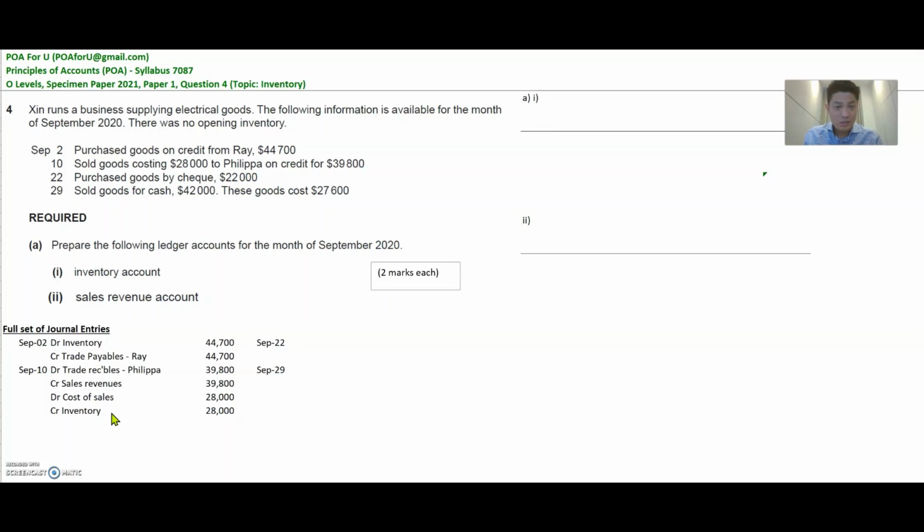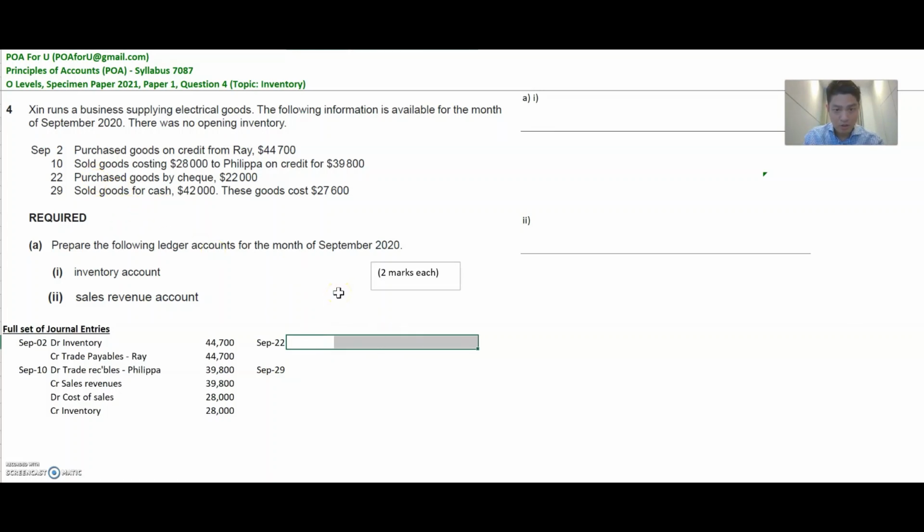Why do you debit cost of sales? Cost of sales is actually a type of expense, right? That's shown in the statement of financial performance. And it's a direct expense. Expenses are debit in nature. And so if you are selling something, you want to recognize that this expense has gone up, and therefore you debit cost of sales. Now, what's happening on the 22nd of September?